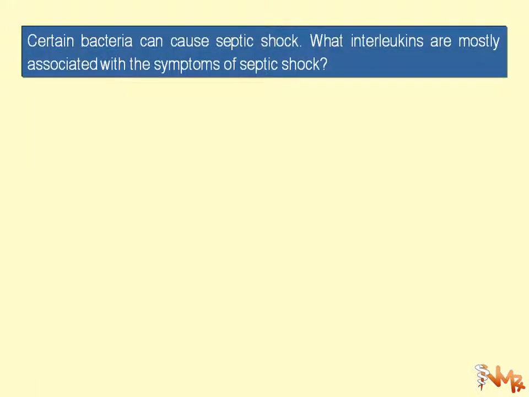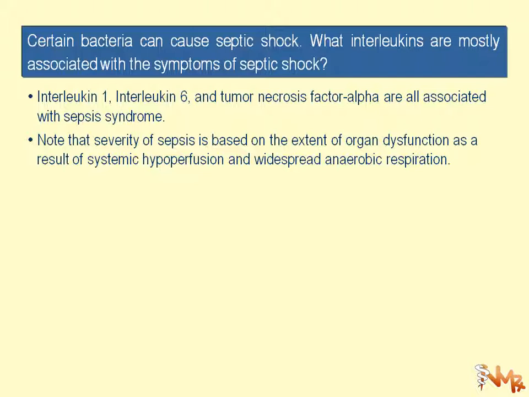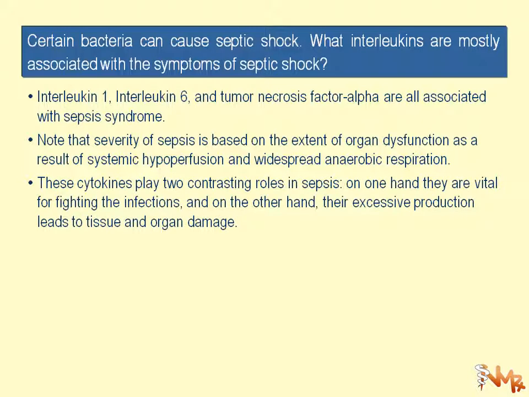Some bacteria can cause septic shock. What interleukins are mostly associated with the symptoms of septic shock? Interleukin 1, 6, and tumor necrosis factor alpha are all associated with sepsis syndrome. Note that severity of sepsis is based on the extent of organ dysfunction as a result of systemic hypoperfusion and widespread anaerobic respiration.